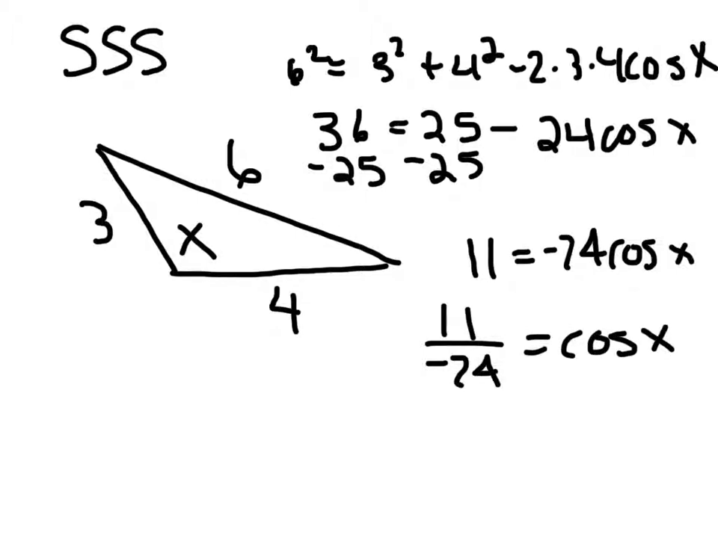And notice this is panning out correctly because this triangle appears to be obtuse. And so I'm going to have a negative number when I'm looking at cosine because if I take the inverse cosine of a negative number, I end up in quadrant 2. So second cosine of negative 11 divided by 24, and I end up with x is equal to 117.27 degrees.